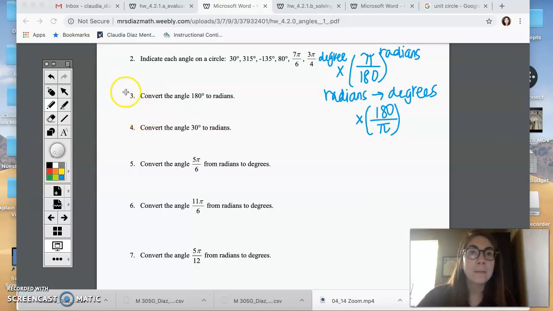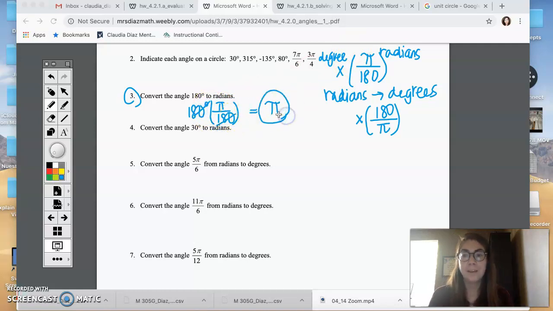So look at number 3, convert the angle 180 degrees to radians. So we're going to multiply by pi over 180. The 180s cancel, and we're left with pi. And you know that 180 degrees is the same thing as saying pi radians.